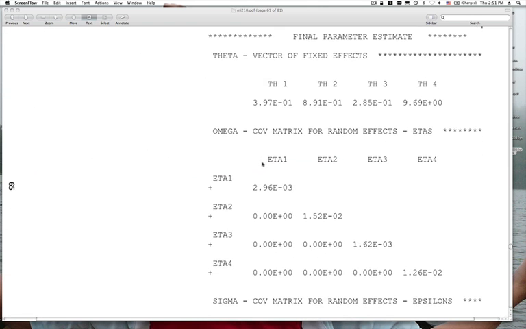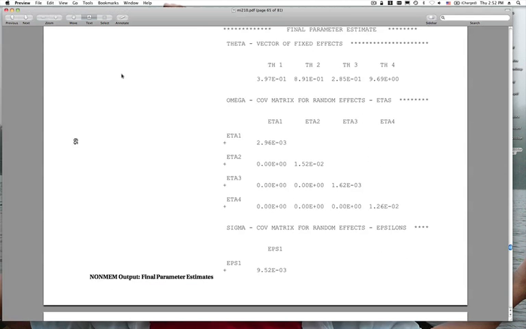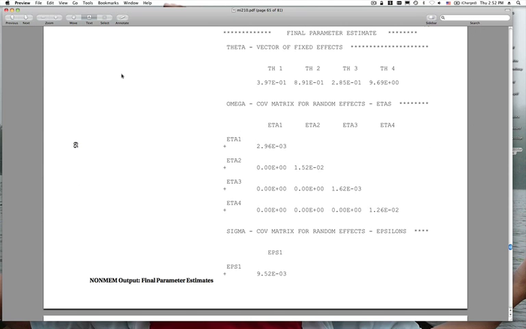Another useful output is the final estimates of the parameters, and these are useful for a reality check. Do the final parameter estimates make sense? We can also evaluate them for possible boundary conditions, and we'll discuss that more when we get to hands-on work. But here you see how they're listed.